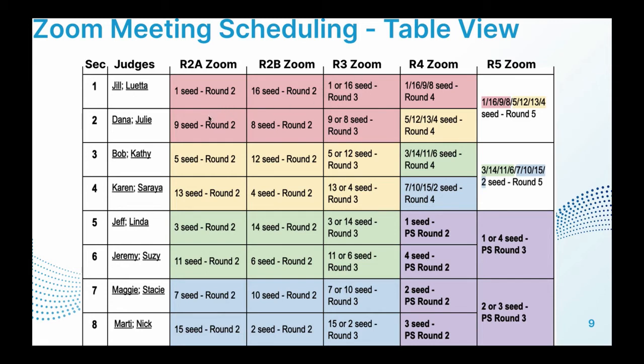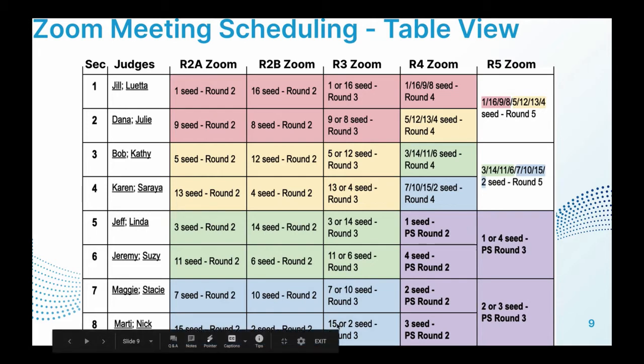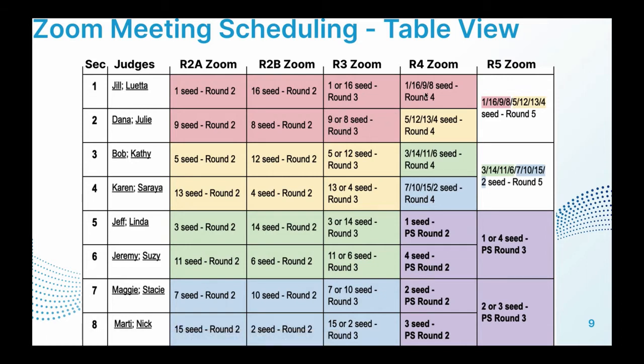And then same thing here. The higher score between the 9 seed and the 8 seed would advance to round 3 here. In the round 3 situation, all these teams come in, the ones who advanced, and then they get put into their individual breakout rooms. And then the winner of this room or this room then advances to round 4.